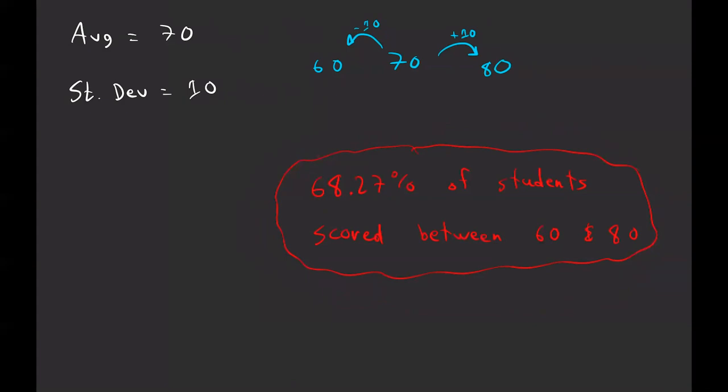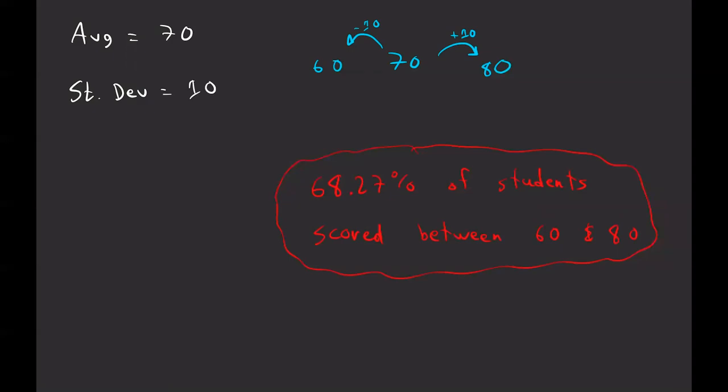And I kind of know how spread out my exam was. If my standard deviation was 1 instead, then I would know that 68.27% of students, a little bit more than 2/3 of the class, scored between a 69 and a 71. That tells me it's really tightly packed. And so we're seeing exactly what we talked about before, with standard deviation being a measure of variation.